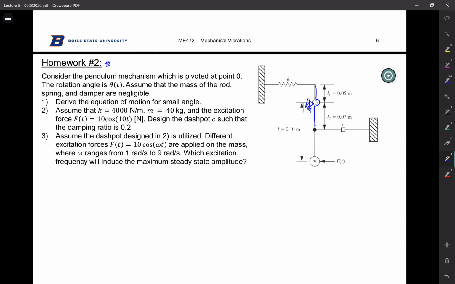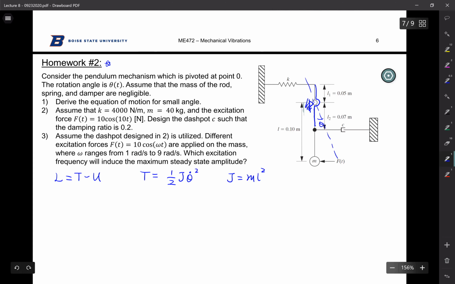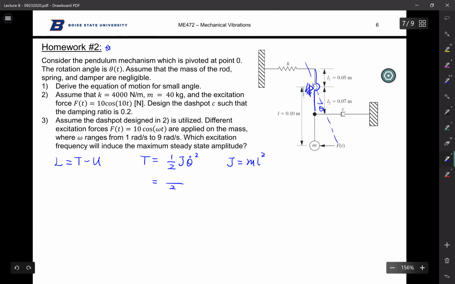So if you want to use Lagrange's method to find the equation of motion, we talk about this. You want to find your L equals T minus U. Your T is kinetic energy. So in this case, it's a single mass rotating around a joint. So you can define this angle as theta. So it's theta dot squared. And then your J is a single mass around a point, so it's ml squared. So that's half ml squared theta dot squared.